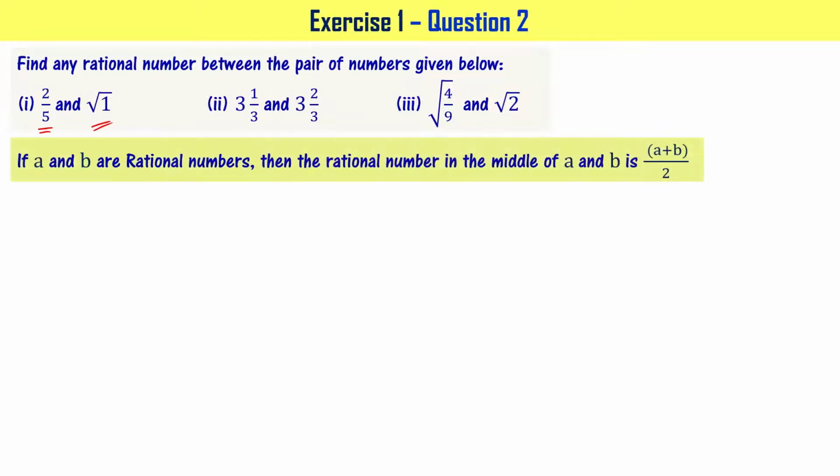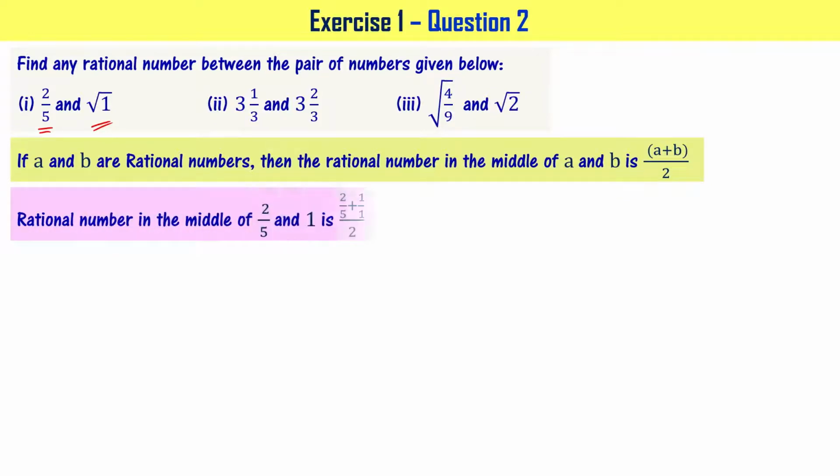We learned that if a and b are rational numbers, then the rational number in the middle of a and b is a plus b by 2. Now, if I have to write the rational number in the middle of 2 by 5 and 1, I can write it as 2 by 5 plus 1 by 1 divided by 2, right? A is 2 by 5 and B is 1, that can be written as 1 by 1, right?